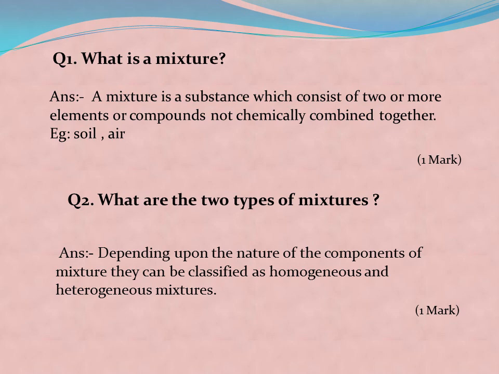Question number 1. What is a mixture? Answer. A mixture is a substance which consists of two or more elements or compounds not chemically combined together. Example: soil, air.